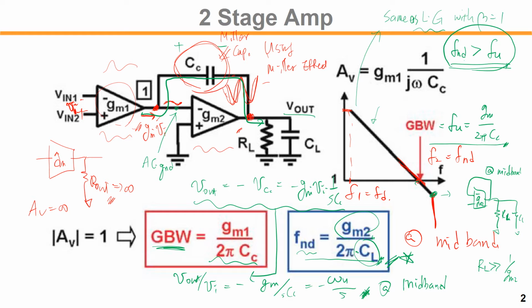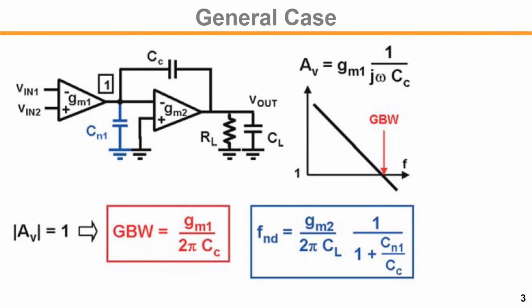So we will see that requirement in more detail in the next slides. Okay. So in a typical amplifier, it will have a finite input capacitance, that is Cn1. If you consider that, the non-dominant pole calculation becomes a little different. So for the output equivalent impedance, you have to find the voltage division.